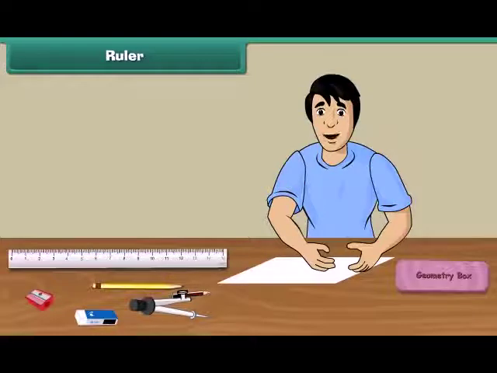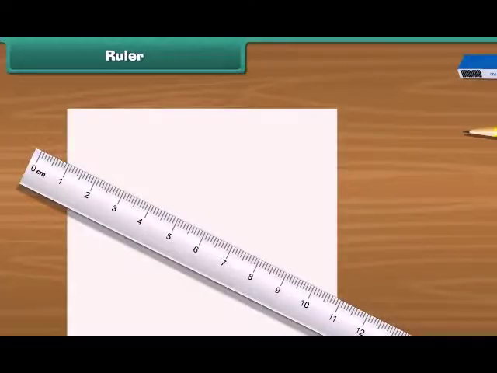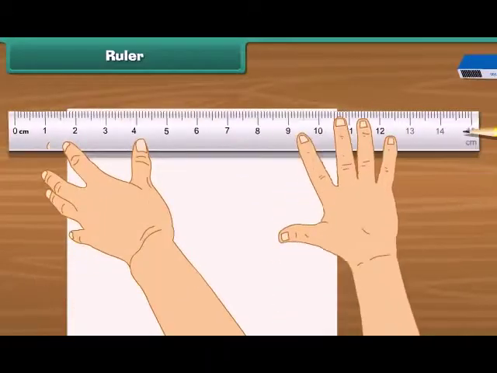I need 4 centimeter long paper. What will I use to measure the length? Yes, you are correct. A ruler will help me to measure length.